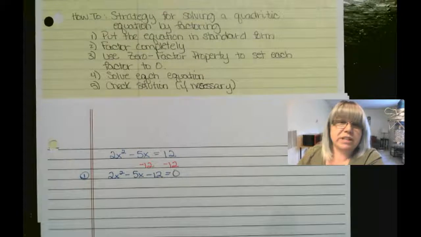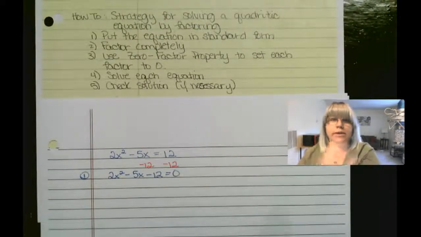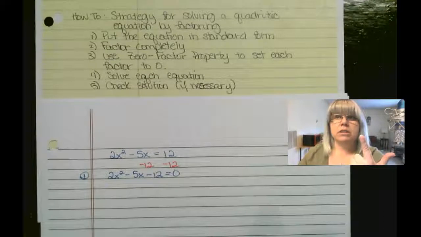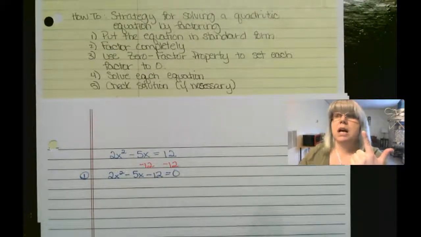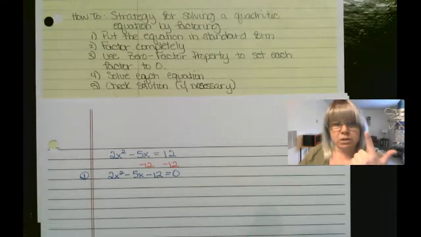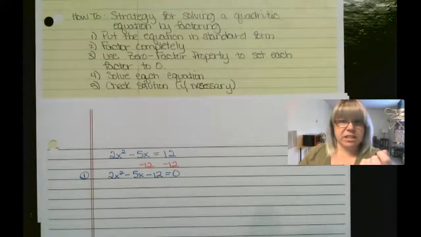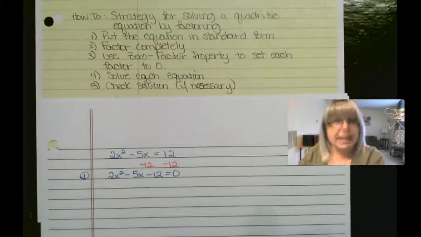Next step, we're going to factor completely using our factoring strategies. 1, look for a GCF. 2, if it is a binomial, then we can look to see if it is the sum of squares, difference of squares, sum of cubes, difference of cubes. If it is a trinomial, then we're either going to see if it is a perfect square, or we can also see if we can do this by trial and error or that X method.